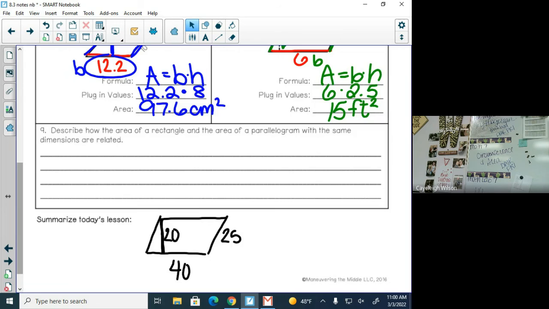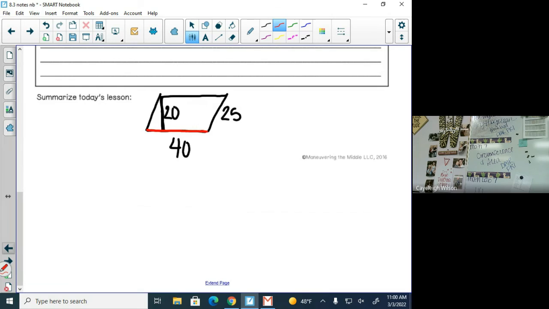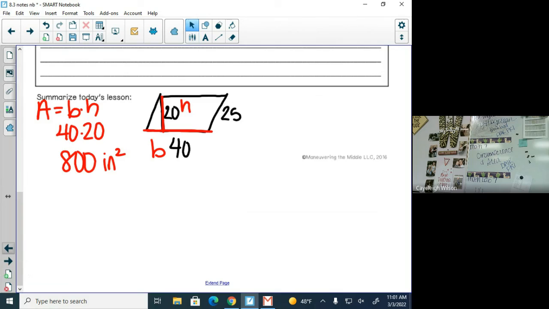All right, Chevy, what'd you get? 800. He's right. This is the base because it's the bottom. This is the height because it's straight up and down. So area is base times height. So 40 times 20. So that's 800. And we're just going to call it inches squared since I didn't put a label. And remember Andy, I don't use the 25 because I don't measure somebody's height while they're standing sideways. I measure when they're straight up and down.